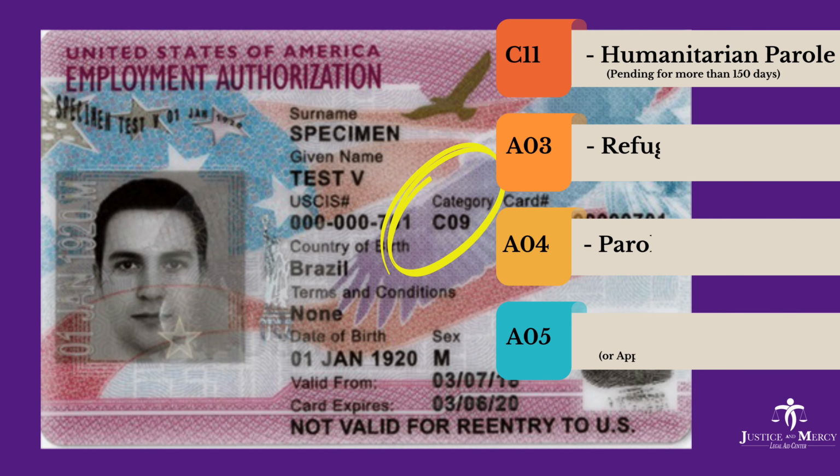C11 is the code for humanitarian parole. A03 is the code for refugee status. A04 is the code for paroled refugee status. A05 is the code for asylee status or an approved asylum.